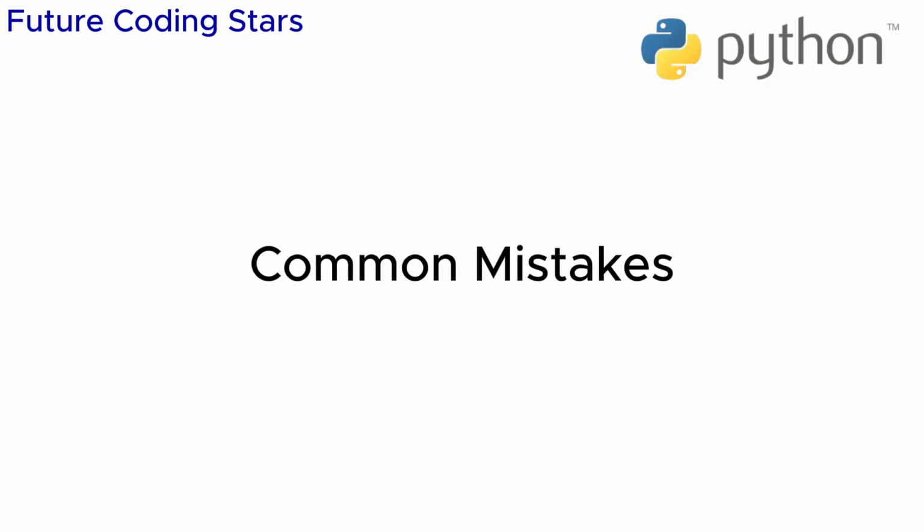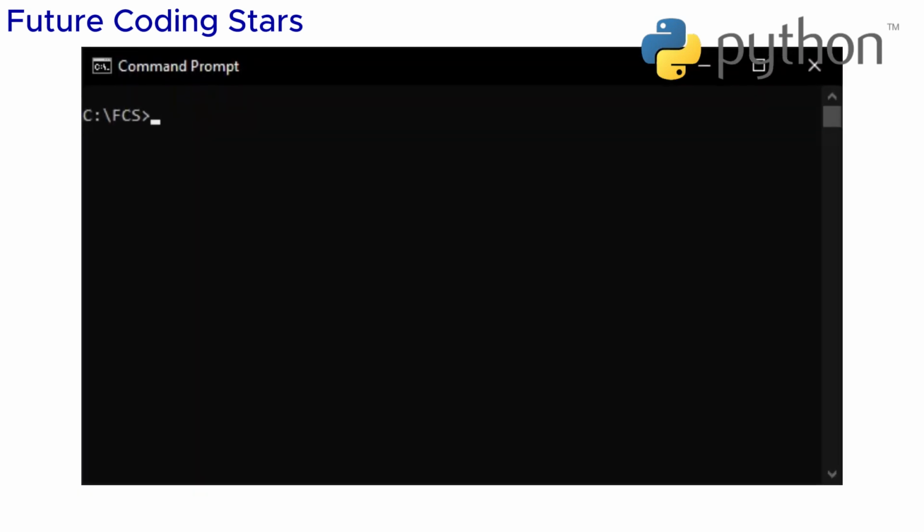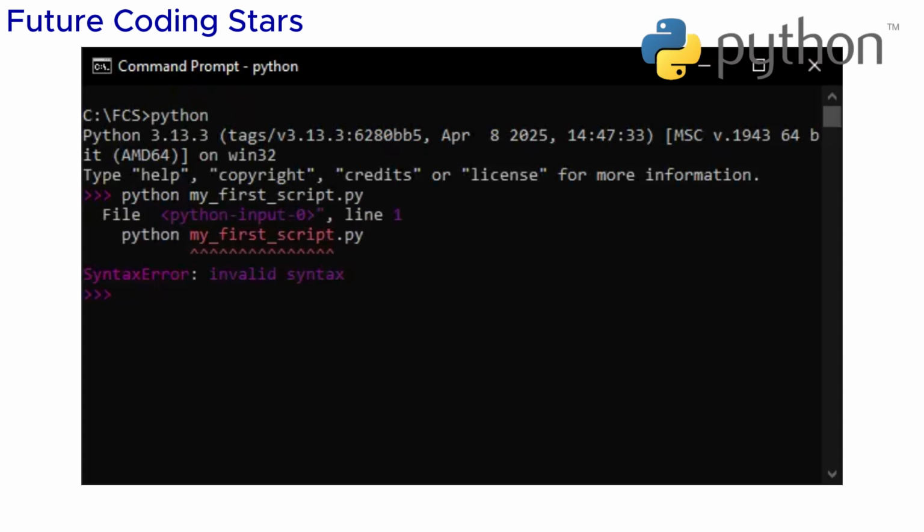Now, running code, especially scripts, can sometimes lead to errors when you're starting. Let's look at a couple of common ones so you know what to do. Mistake number 1, trying to run the script from inside the interactive mode. If I type python to get the prompt, and then I type python my_first_script.py, boom, syntax error. Why? Because the prompt expects Python code, not commands for the terminal, like python filename.py. Remember to exit the interactive mode first before running a script command.